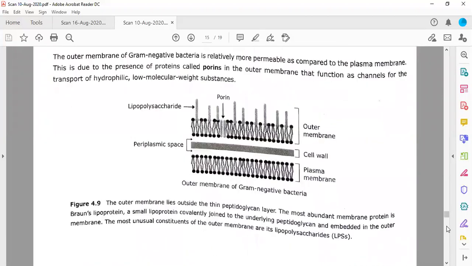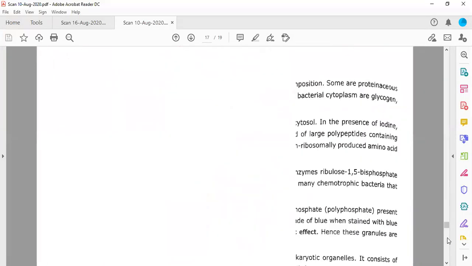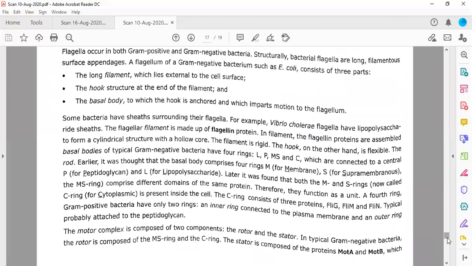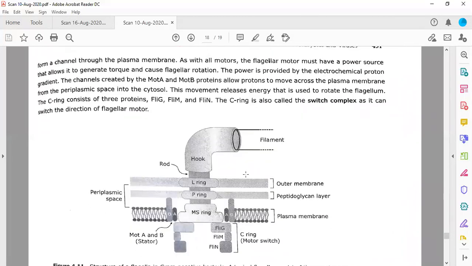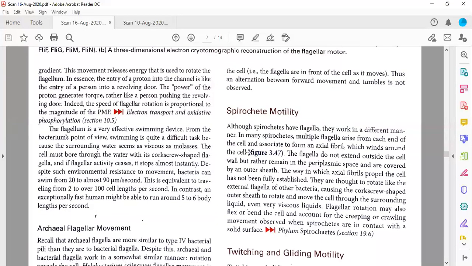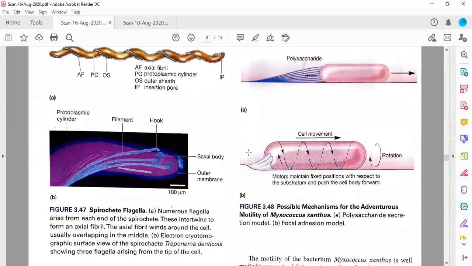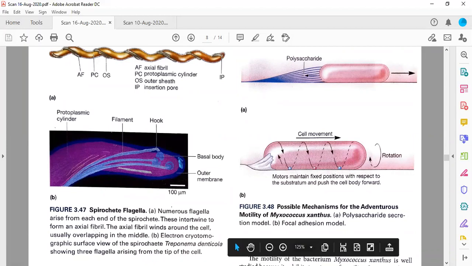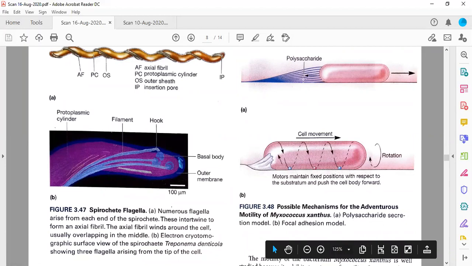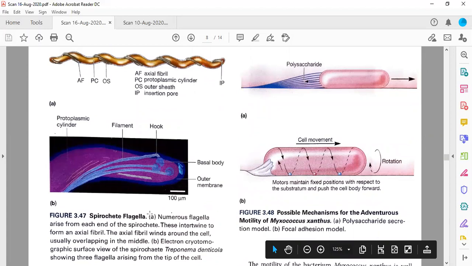Okay, so first of all, I will show you these four basic movements so that you are able to better understand what we have discussed. So here they are shown actually. For example, this is called spirochete flagella. Numerous flagella arise from each end of the spirochete. There are a large number of flagella which are arising from the cell, as we know, spirochete is a bacteria itself.